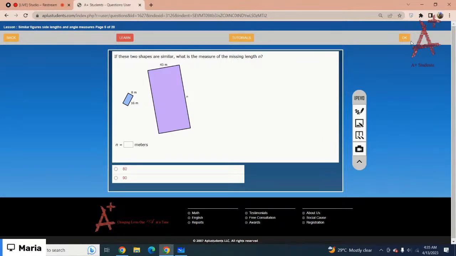Okay, if the two shapes are similar, what is the measure of the missing side? So which is the correct option? It would be 16 times 45 divided by 8. I think 90 it is. Yes, it is 90. So the correct option is 90.